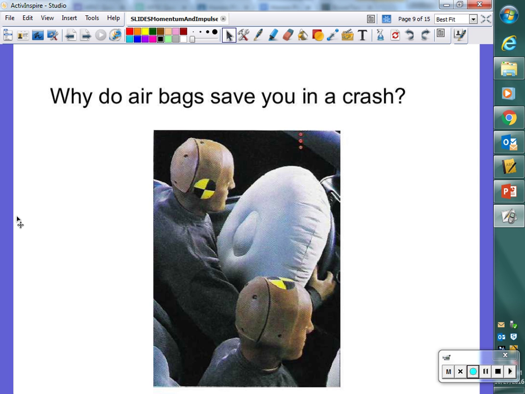So in this case here, why do airbags save you in a crash? Eventually, and we talked about this last week, right? Why do you get thrown forward when you're in a car crash or if you get hit head on? The car stops, but you keep going. That's your inertia, right? Okay? Eventually, what's going to happen to you?